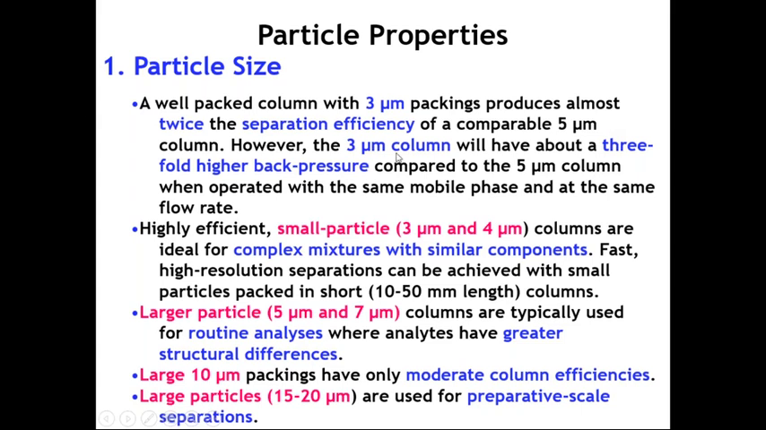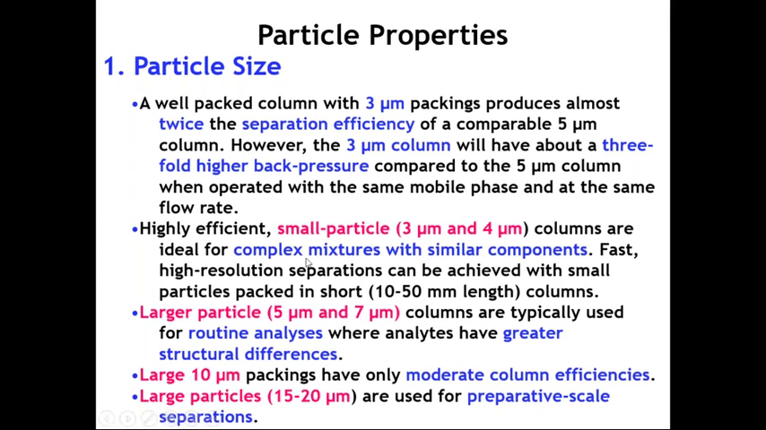However, a 3 micron column will have a threefold higher back pressure than the 5 micron column. Highly efficient small particle. Now we have less than this, the 1.7 micron, which is used in ultra performance liquid chromatography. They are ideal for separating complex mixtures with similar components. That means having very minute differences in their structure.